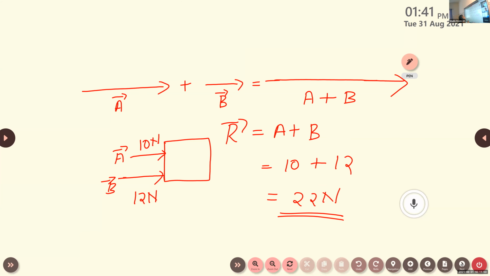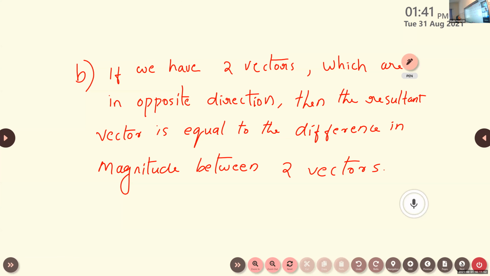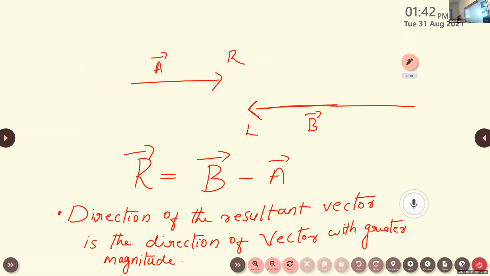The second case: if we have two vectors directed in opposite directions, then the resultant vector is equal to the difference in magnitude between the two vectors. But in this case, we need to bother about the direction of the resultant vector. The direction of the resultant vector is the direction of the vector with the greater magnitude. Okay, now the third case.